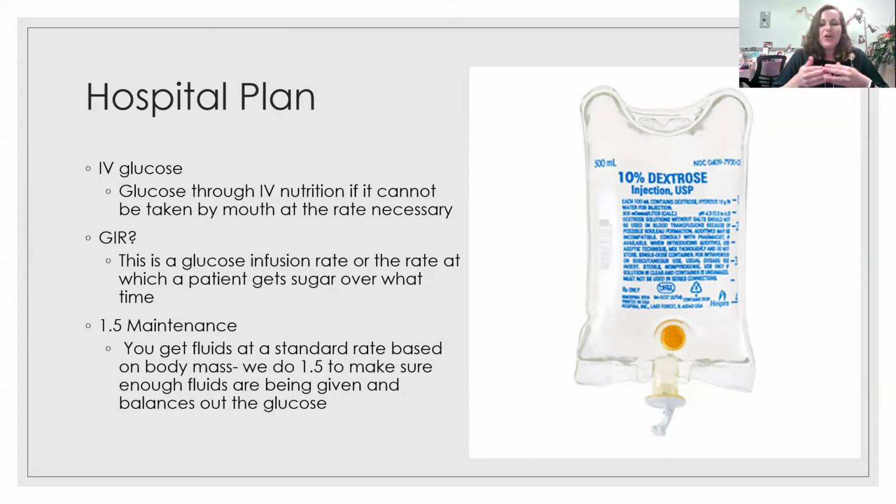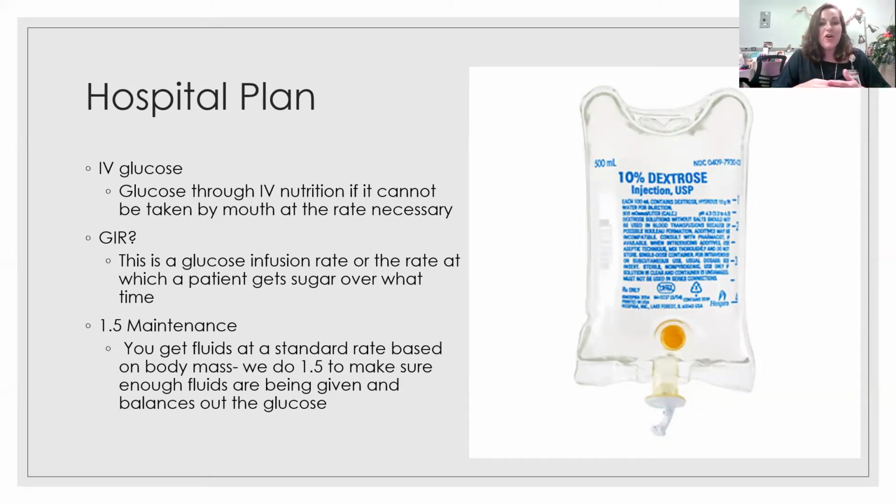And so that is typically what they might write in a hospital note: give this patient IV glucose at this GIR, we want this amount of dextrose. That's just a very specific plan for your ER physicians to follow. But the whole goal is that they want to end the fast and they want to give you sugar so your labs can get back to normal.